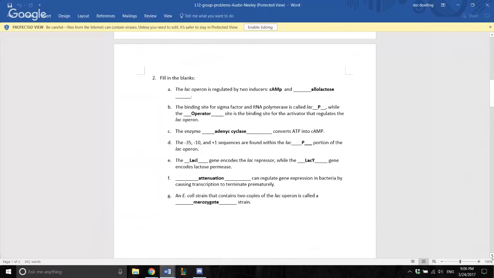The enzyme adenylyl cyclase converts ATP to cAMP. The -35, -10, +1 sequences are found within the lac P portion of the lac operon. The lacI gene encodes the lac repressor, while the lacY gene encodes the lactose permease. The mutation can regulate the gene expression in bacteria by causing transcription to terminate prematurely. An E. coli strain that contains two copies of the lac operon is called a merozygote strain.